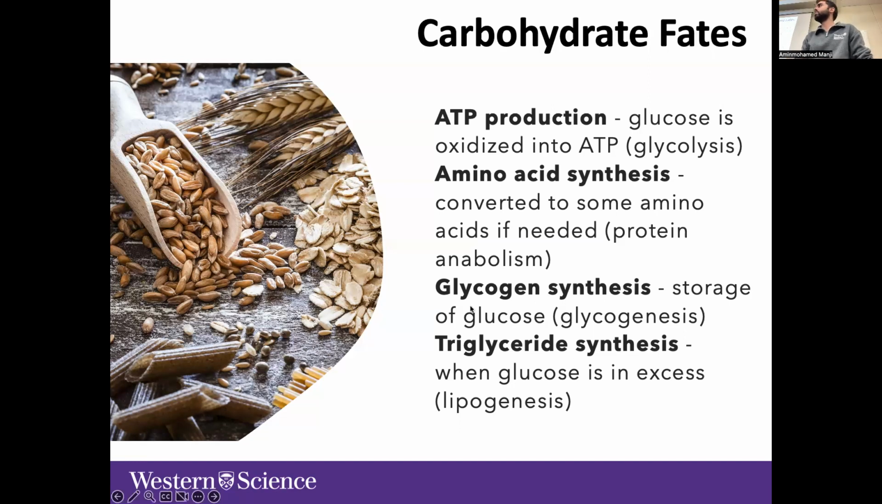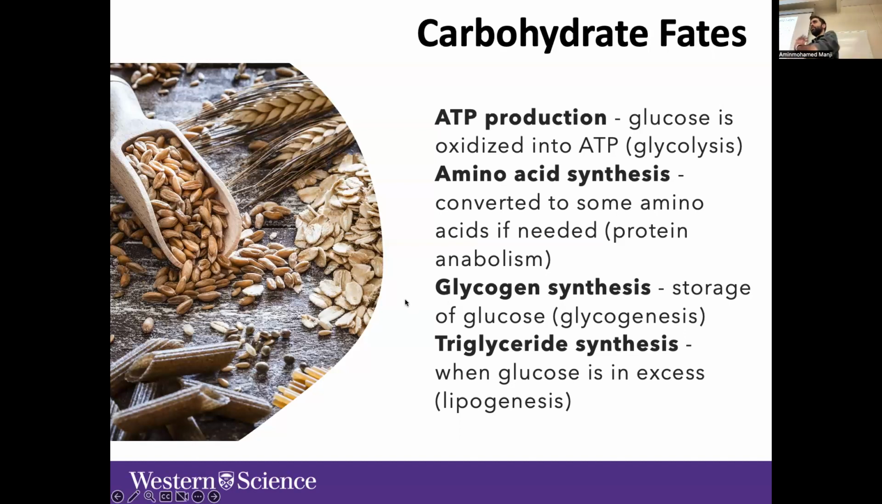So first thing that happens, you're going to store it in short-term storage, glycogen, right? Remember we talked about it already. It's the branched form of glucose, like amylose basically, right? Several units of glucose molecules attached to each other. But here's the thing: we have a limited capacity to store glycogen, right?